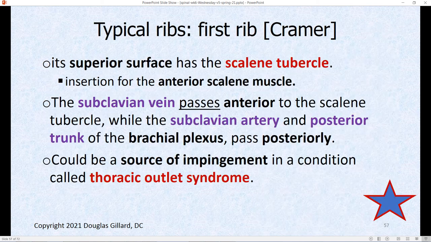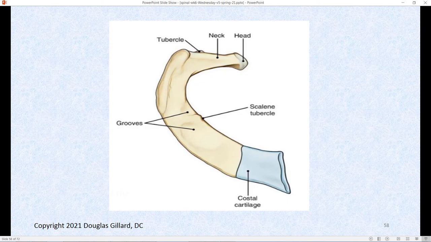You can always tell what it looks like. Did I not put a picture? There's a picture of it right there. So it's really weird looking, isn't it? There's its costal cartilage. It's got its own facet on the manubrium.